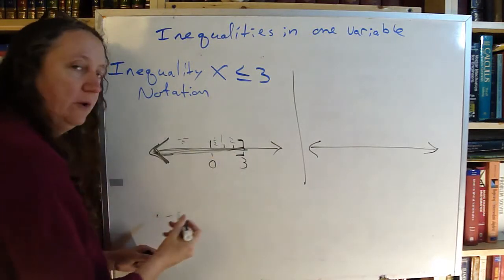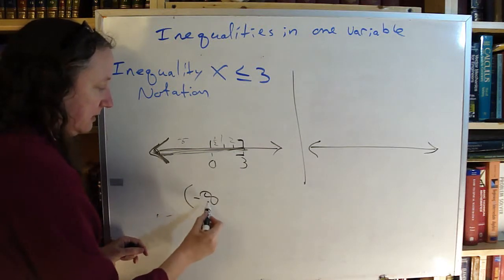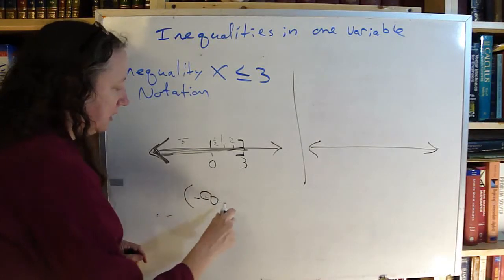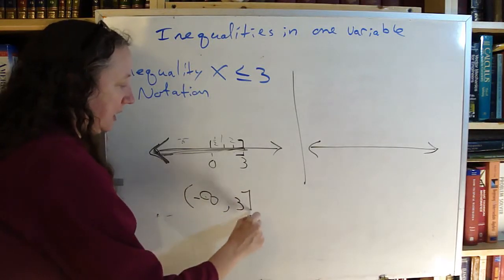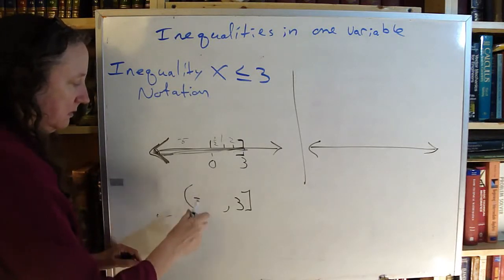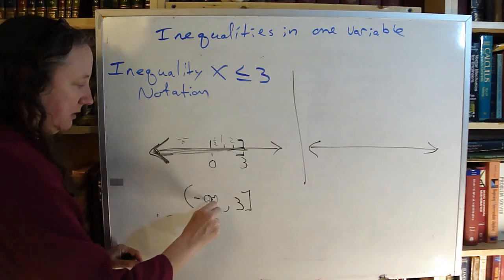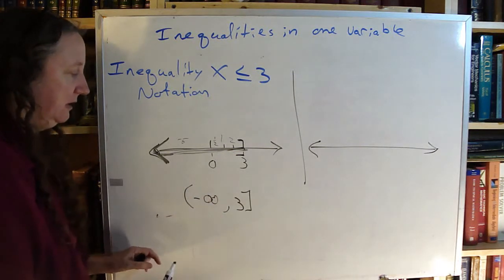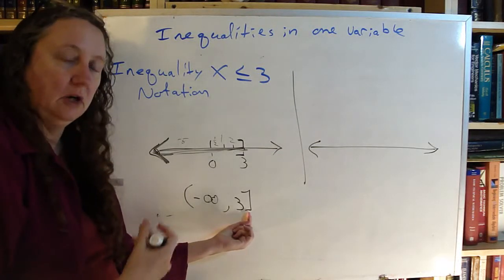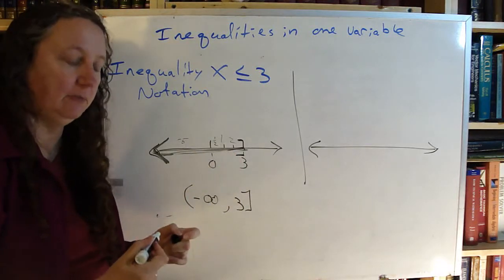So just like I did with my interval notation, remember I had the negative infinity up to 3, and I had the closed bracket there. For some reason I can't draw an infinity symbol. Okay, so I had the closed bracket there, the squared off one. I can use that same symbol there.